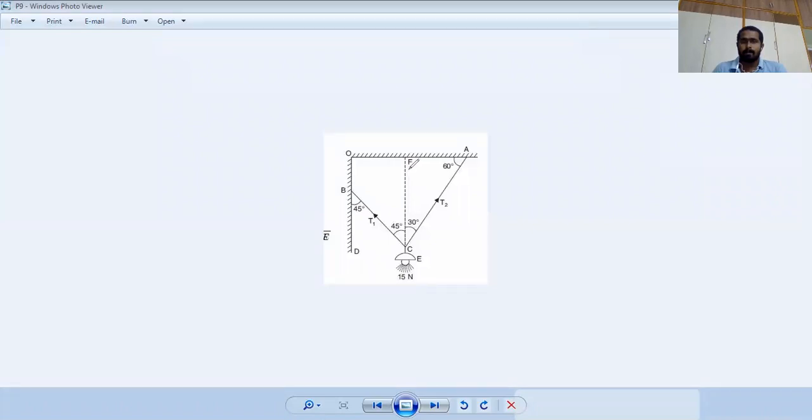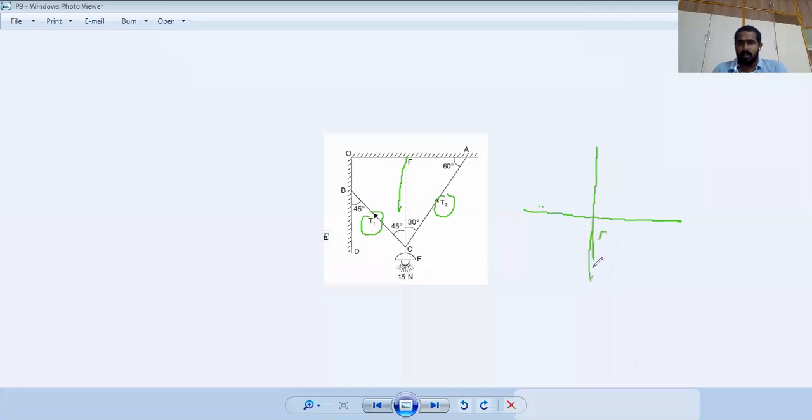What is the first step? Sir, we need to find the parallel and perpendicular components. First we need to find the tensions T1 and T2, which are the unknowns. By applying Lami's theorem, first we need to draw the coordinate system. This is the coordinate system.